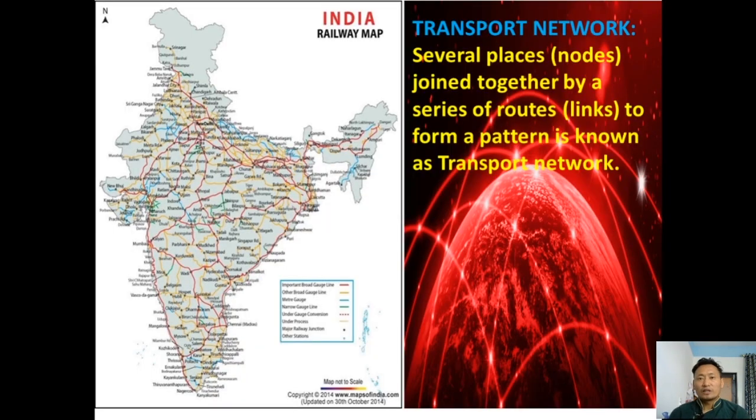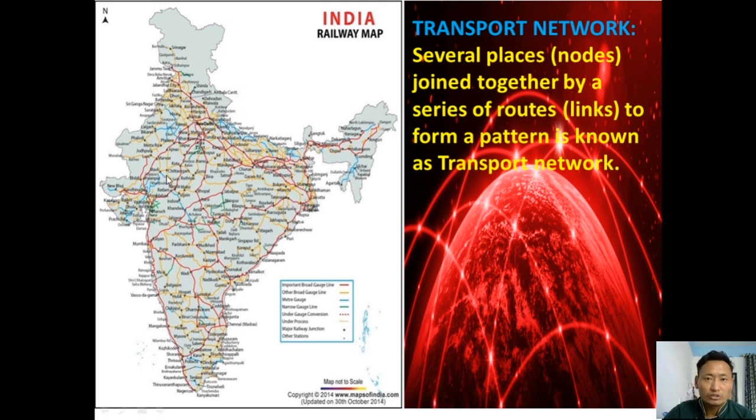Next, we need to know what is meant by transport network. Transport network means several places or nodes. Nodes here mean towns and cities of the world. Towns and cities of the world are joined or linked together by a series of routes. Here, railways and roadways are called routes. Together they form a pattern, a connectivity or a network, and that is called transport network.